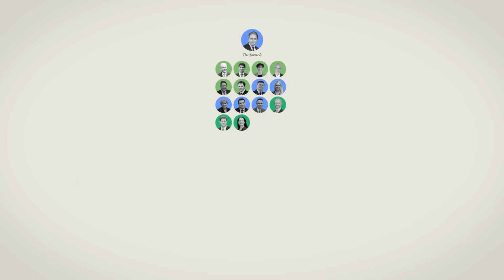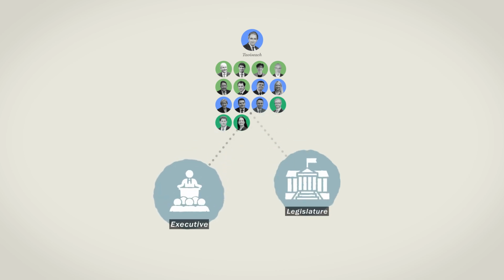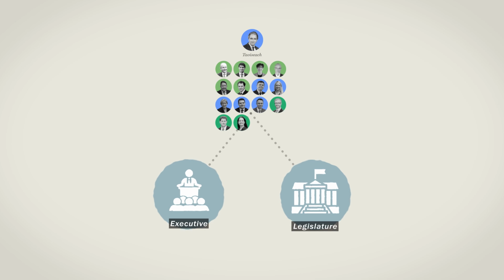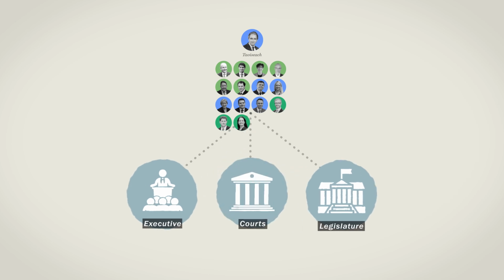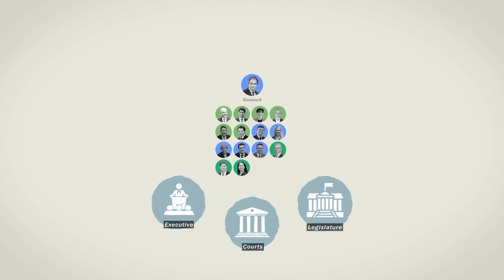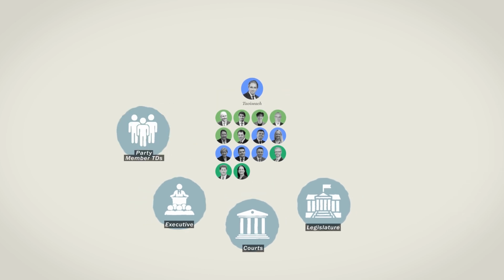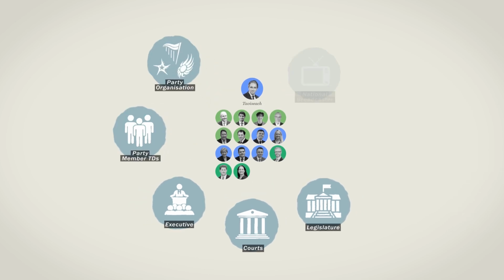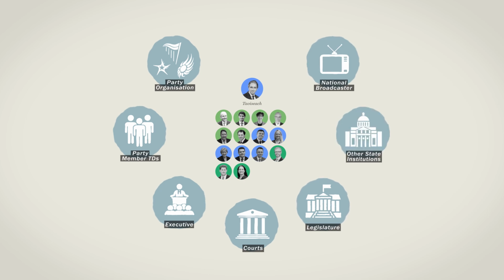Ireland's political system is structured in a way that the government not only directly controls the state's institutions, but also to a large extent indirectly controls the legislative process. The government's right to appoint judges also makes sure the courts don't play an adversarial role. This places the government at the centre of Ireland's political structure, with party member TDs, the party organisation, the national broadcaster and the other state institutions to a large extent playing a supporting role.